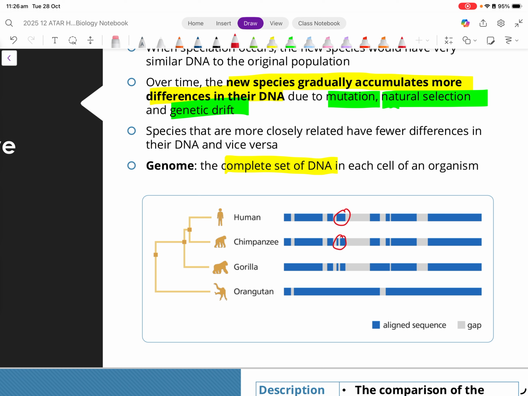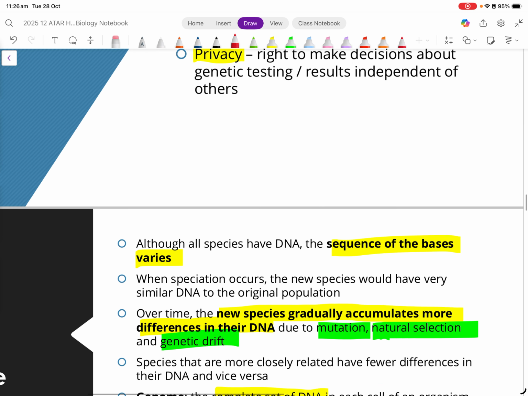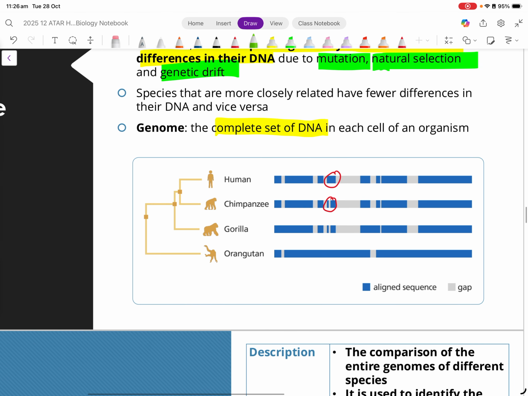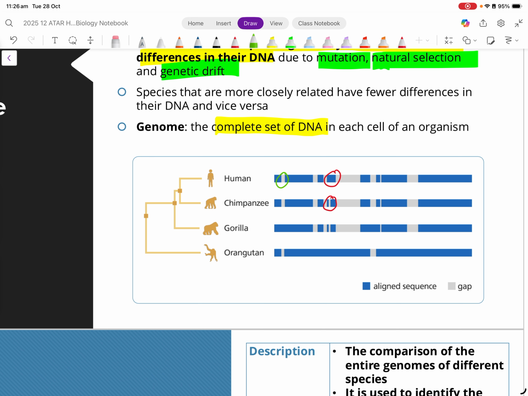When we then look at the gorilla and compare it to the human, and I'll do this in green here, we obviously have this band missing at the start for humans, however gorillas have this one present. When we compare the chimpanzee and the human, we can see slight variation here as well. We're also missing this sequence in the gorilla, however the end is much the same.